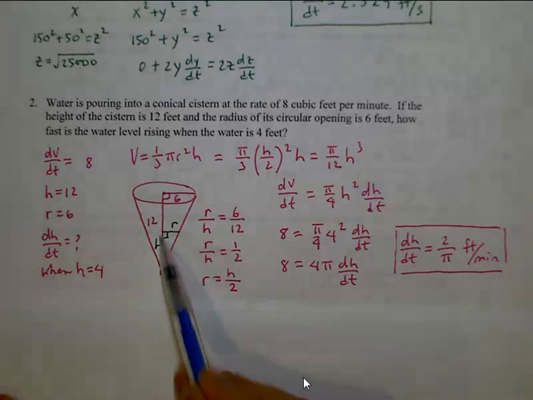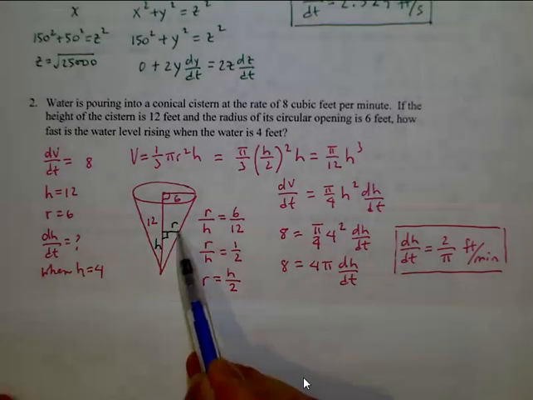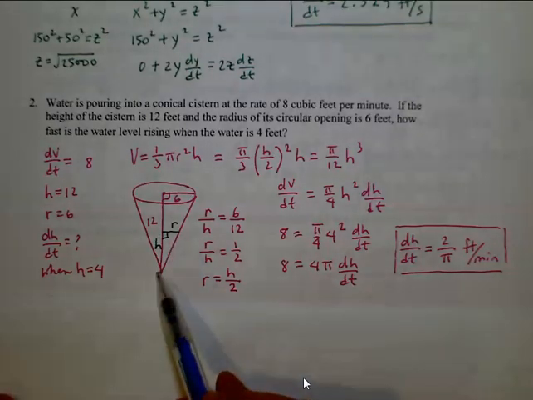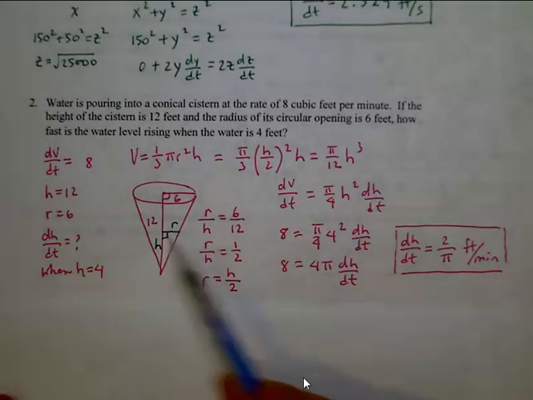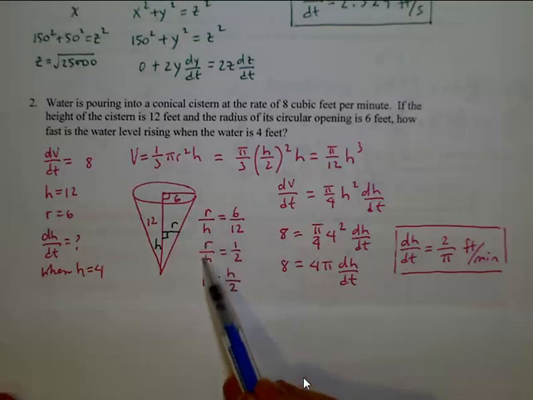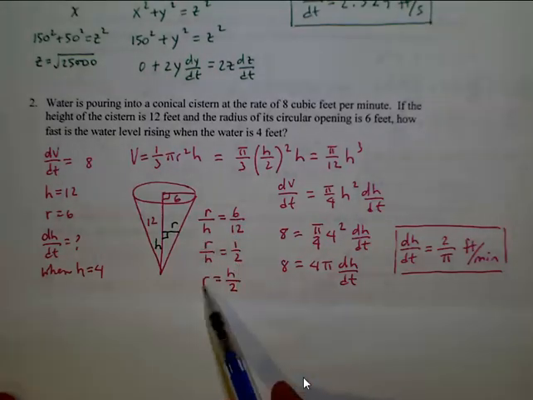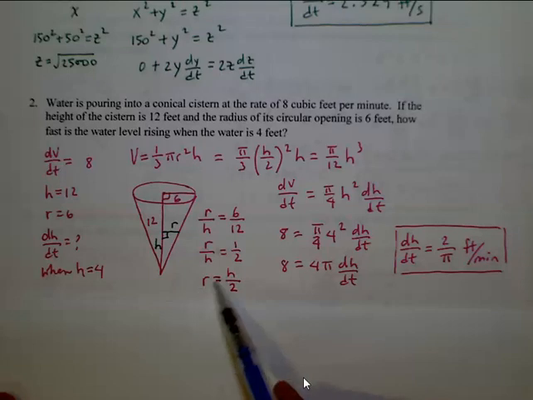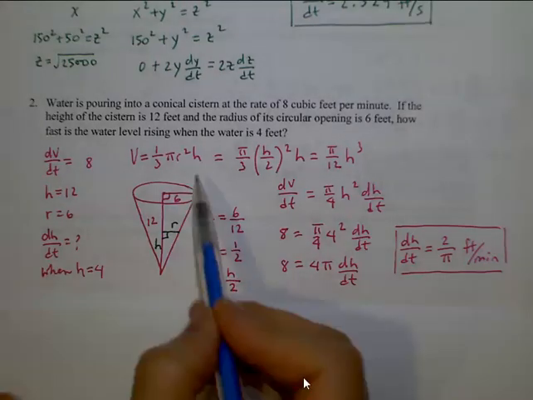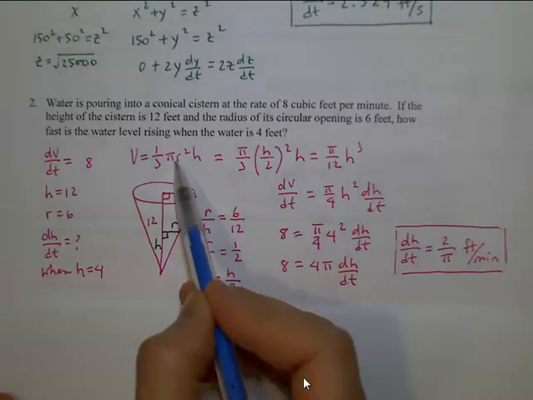So h for the water and the radius for the water, that is what is going to be changing. So I cannot put in any numbers for this. Solving this, I reduce 6 over 12 to 1/2, and then I solve for r, and I get r is equal to h over 2. Now I take this h over 2, and I'm going to substitute it back into my volume formula.